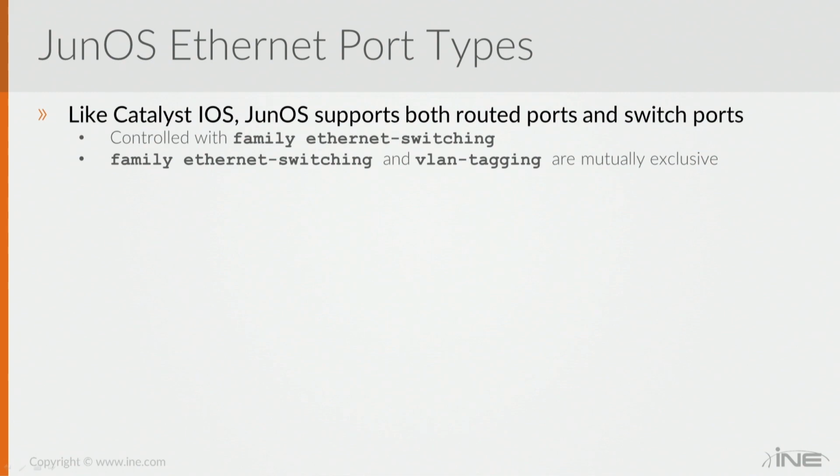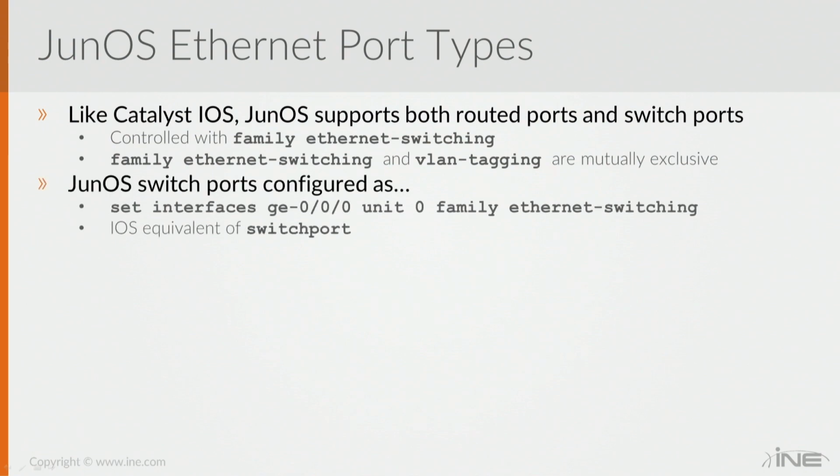And where we would see that error is when you go to commit the config, then it checks to see whether it's actually a valid setup or not. So if the port is configured with the family Ethernet switching, this is the equivalent of saying it's going to be a layer 2 interface. It's going to be a layer 2 switch port.